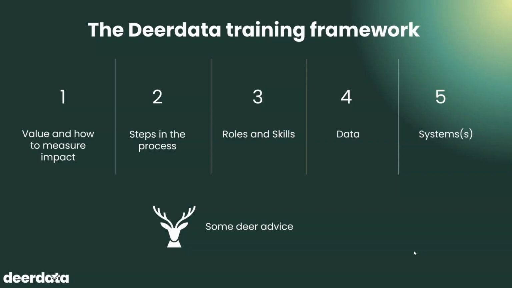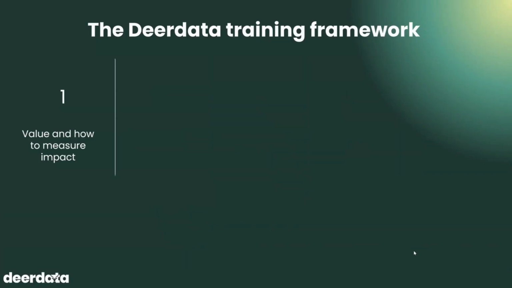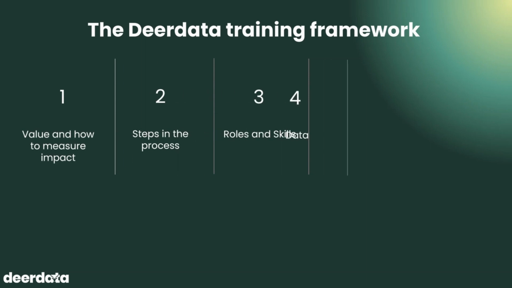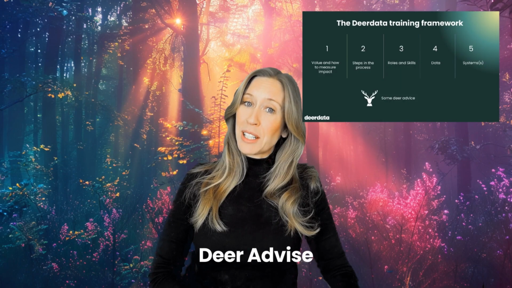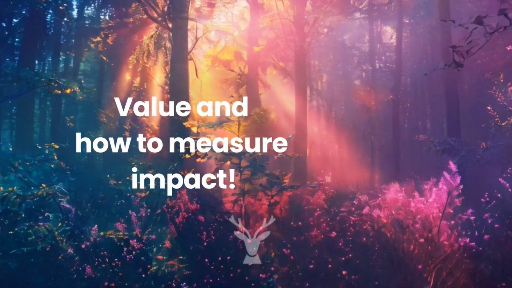And we're going to go through the following steps. We're going to start with understanding the value that a churn model could bring to your business and how you can measure the impact. We're going to look at the steps that you would go through in implementing a model like this. We will look at the roles and the competences you would need. We will look at the needed data, and we will also look at the technical capabilities, the systems that are normally involved in an implementation like this. And then, of course, no training session is complete without some dear advice. So let's go.